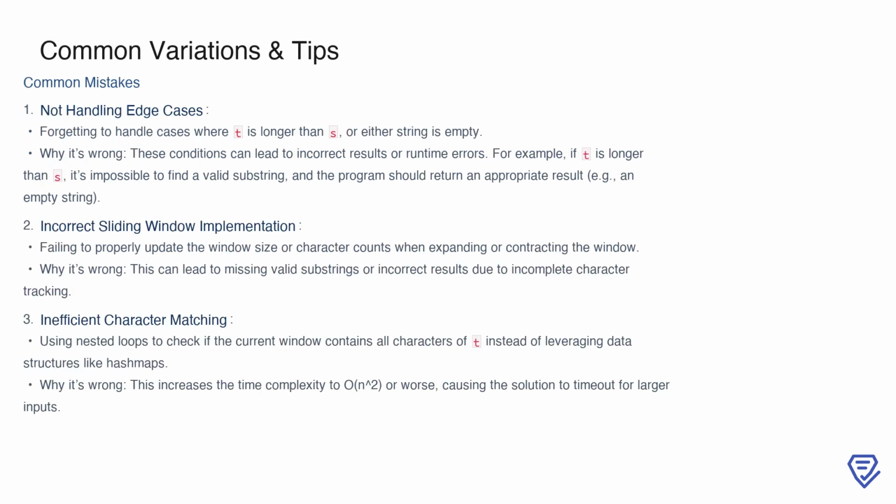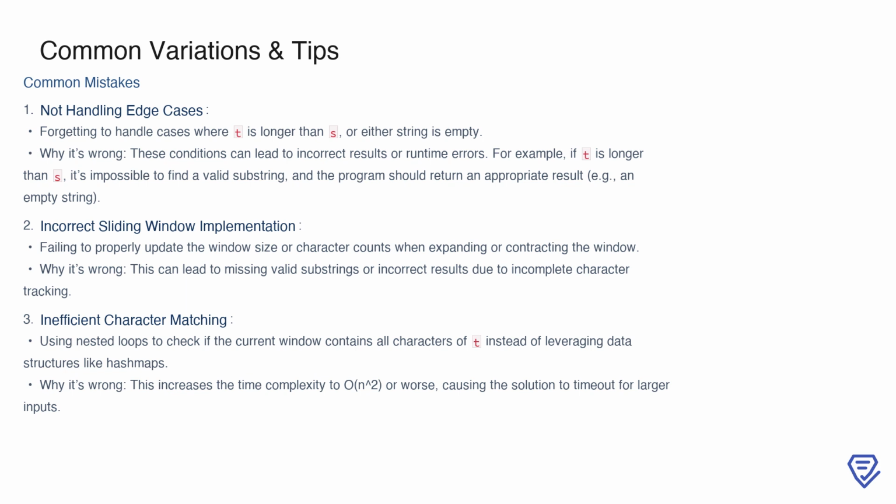When solving the minimum window substring problem, there are a few common mistakes to watch out for. First, not handling edge cases can lead to incorrect results or runtime errors. For example, if the string T is longer than S, it's impossible to find a valid substring, so your algorithm should return an appropriate result, such as an empty string. Similarly, failing to handle empty input strings can break your solution.